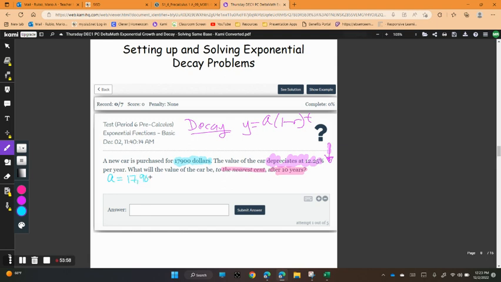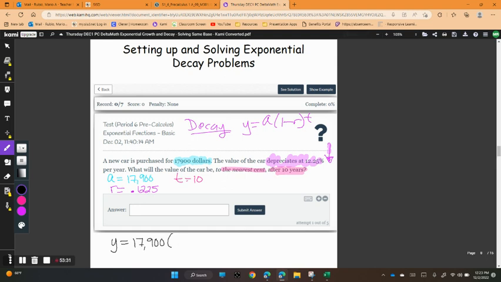A equals 17,900. The rate is 12.25, which we have to write as a decimal: 0.1225. And our time is 10 years. Okay, so now we have to plug these into the equation.